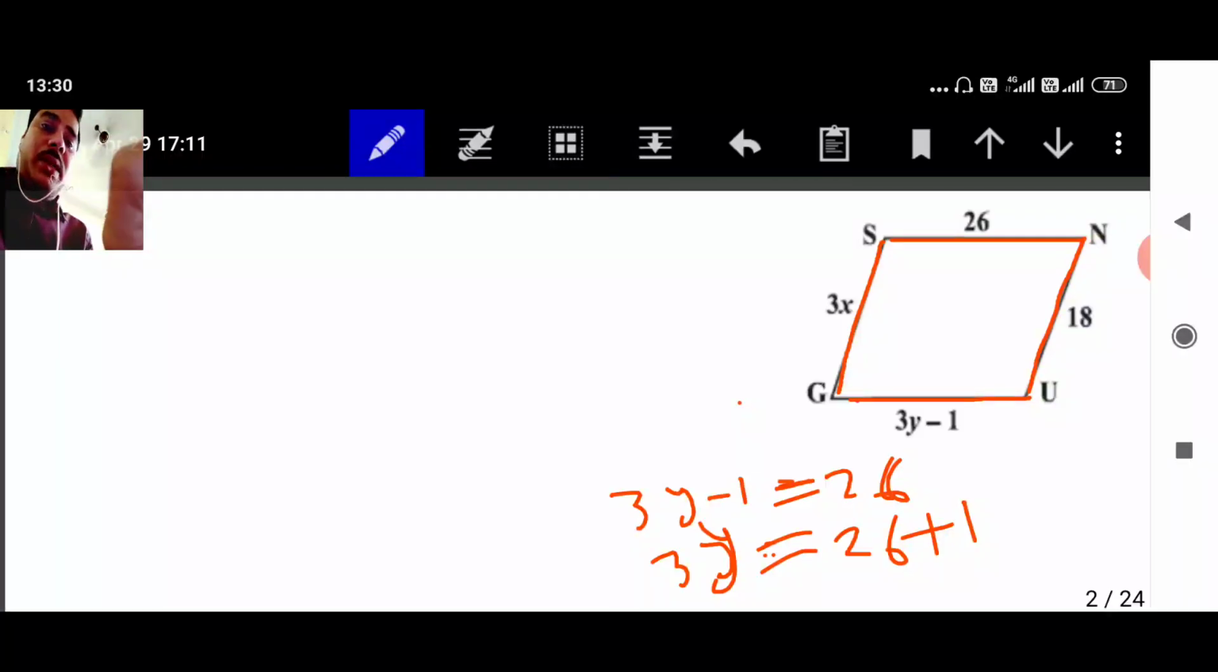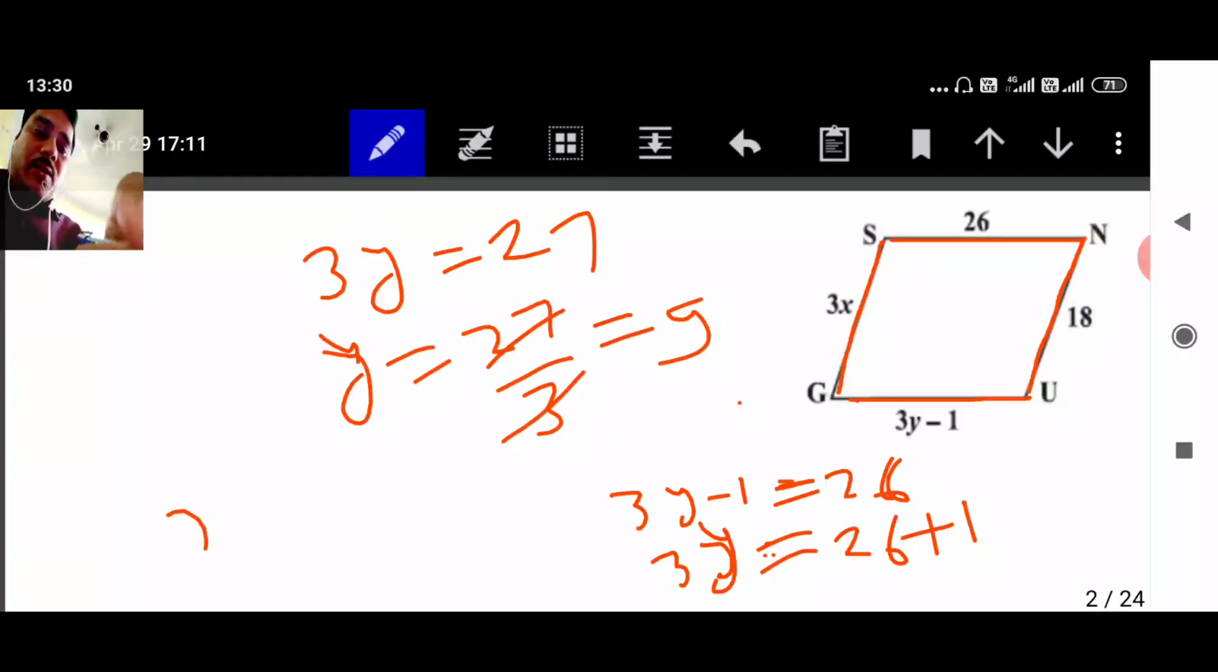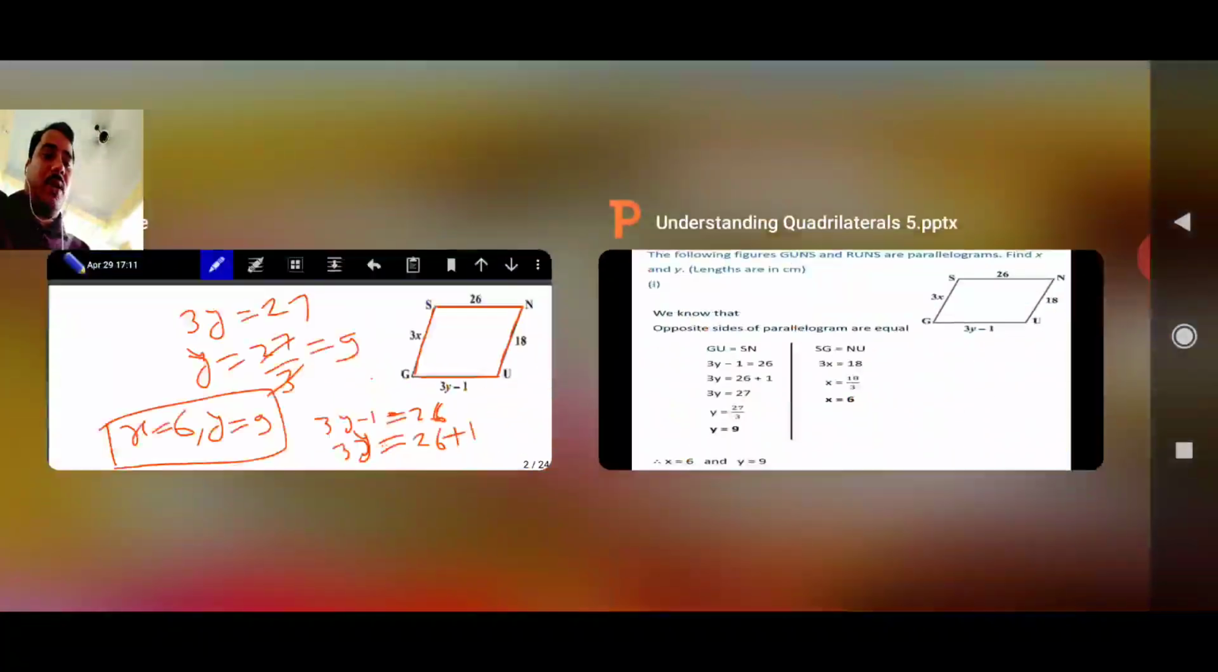3y equal to 27, y equal to 27 by 3 equal to 9, x equal to 6, y equal to 9. Which property is used? Opposite sides of parallelograms are equal.